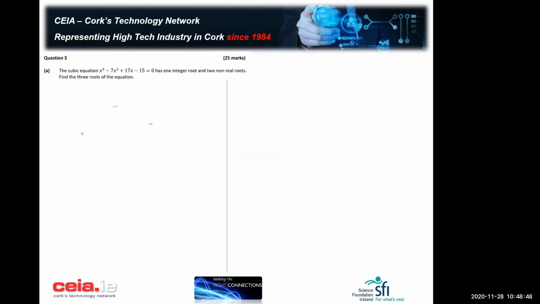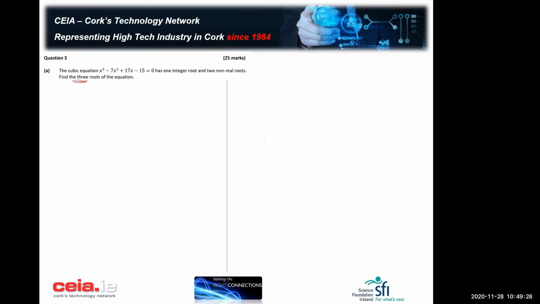So question 3. The cubic equation 3x cubed minus 7x squared plus 17x minus 5 equals 0 has one integer root and 2 non-real roots. What does that mean? You should straight away know that non-real roots means they're complex roots. So what do you do in this instance? They want you to find the 3 roots of the equation.